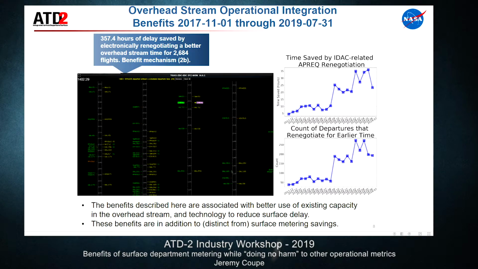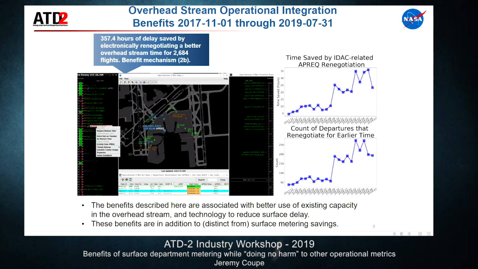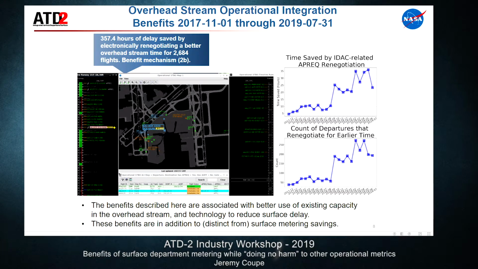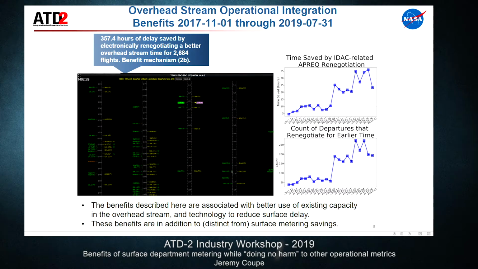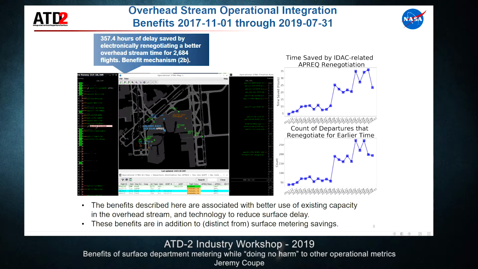Any other questions? Okay, so in this graph here, at the 35,000 foot view, what we see is that by renegotiating these early slots in the overhead stream, we've saved 357 hours of delay. And that's for a set of roughly 2,700 flights that have renegotiated for these earlier times.